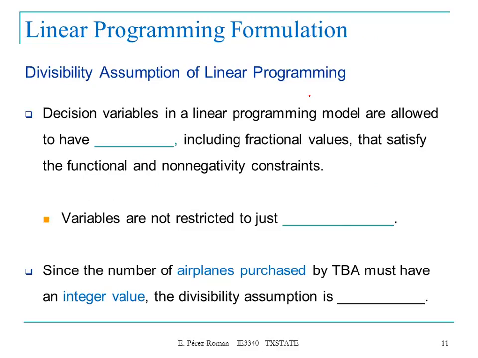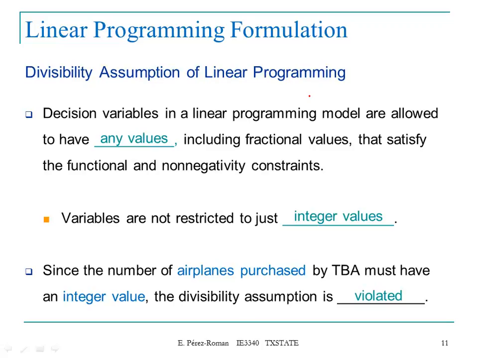So we have to touch on the divisibility assumption of linear programming. Decision variables in linear programming models are allowed to have any values, including fractional values, that satisfy the functional and non-negativity constraints. Variables are not restricted to just integer values, and that's in linear programming. Since the number of airplanes purchased by TBA must have an integer value, the divisibility assumption is violated. So that doesn't apply to our models anymore. Okay, so solutions that are fractions are not optimal for integer programming. So what do we do now?